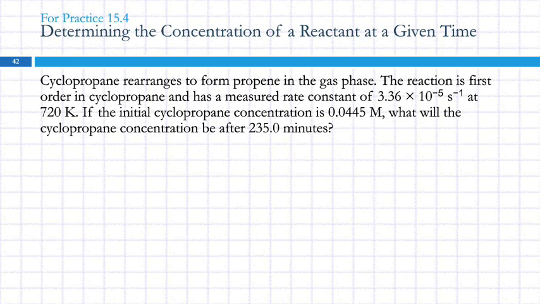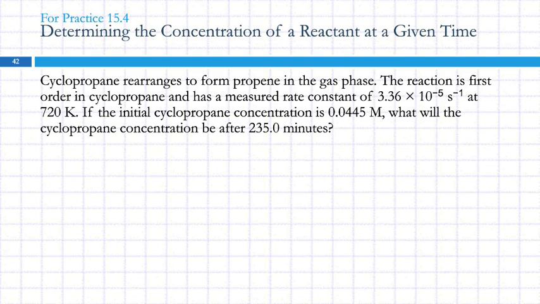Cyclopropane rearranges to form propene. In the gas phase, the reaction is first order in cyclopropane and has a measured rate constant of 3.36 times 10 to the minus 5 per second at 720 Kelvin. If the initial cyclopropane concentration is 0.0445 molar, what will the cyclopropane concentration be after 235 minutes?